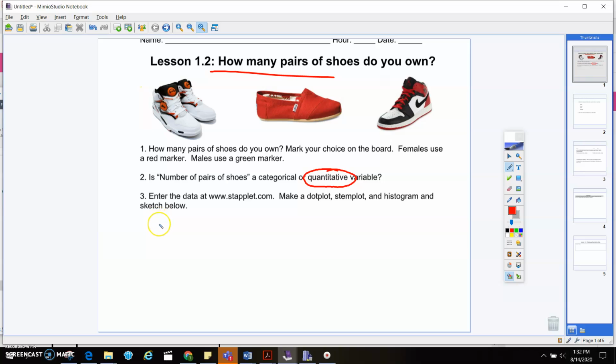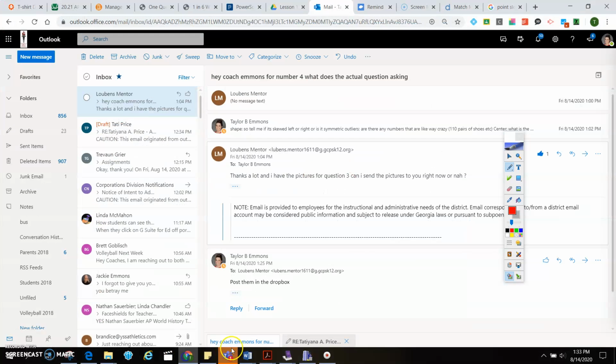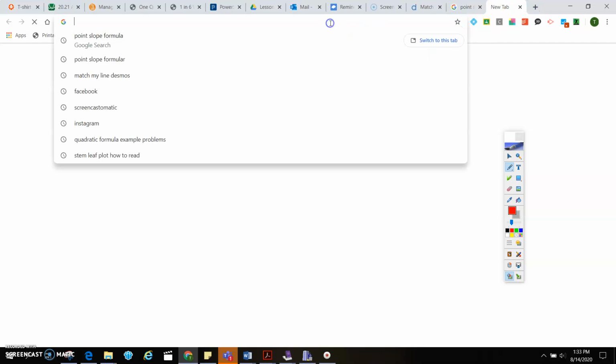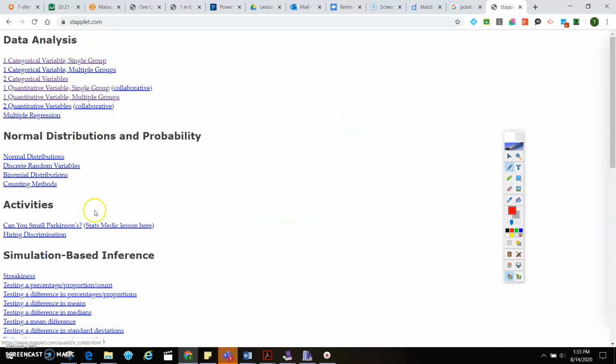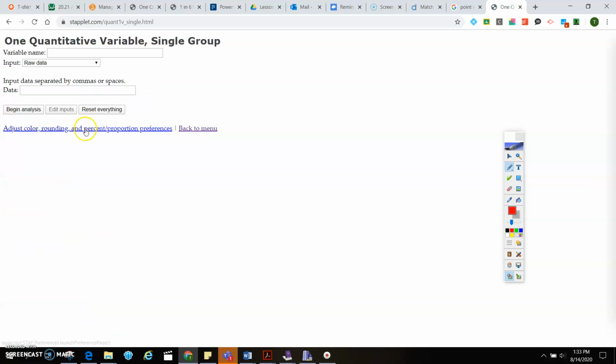So on number 3, it says enter the data on Stapplet.com. You're going to make a dot plot, stem plot, histogram, and sketch below. When you open Stapplet, you're going to have all these different choices. Since we're only talking about one single group, you're going to click on this first one, quantitative variable single group.